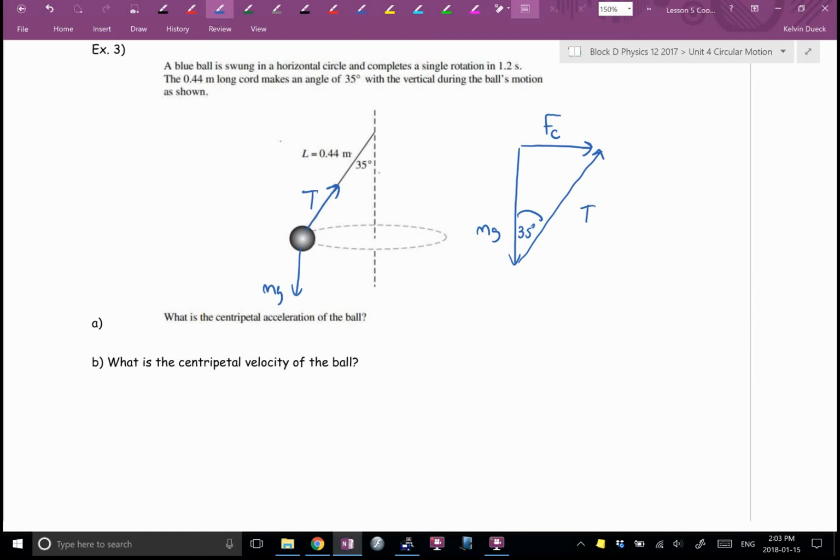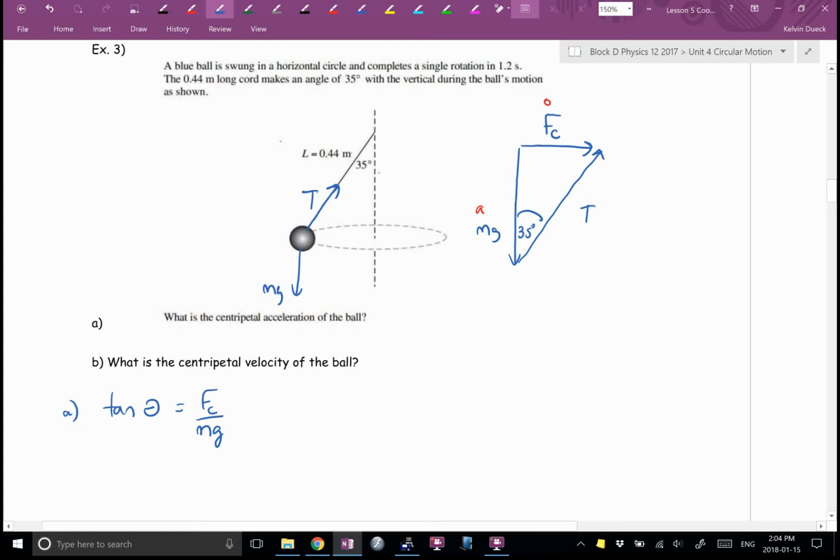Which trig function am I going to use to find the acceleration of the ball? The centripetal acceleration of the ball. That's your hint. I'm definitely going to be using Fc. Do I know tension? No? Then which one, Lena? Yeah, so I'm going to use opposite, adjacent. Which trig function? Tan. Tan theta equals Fc over mg.